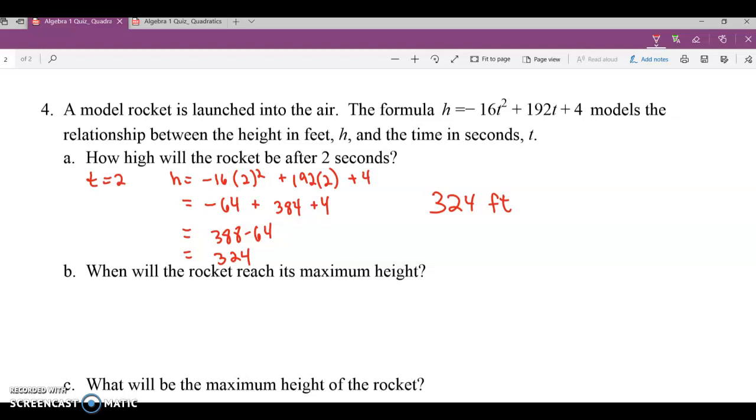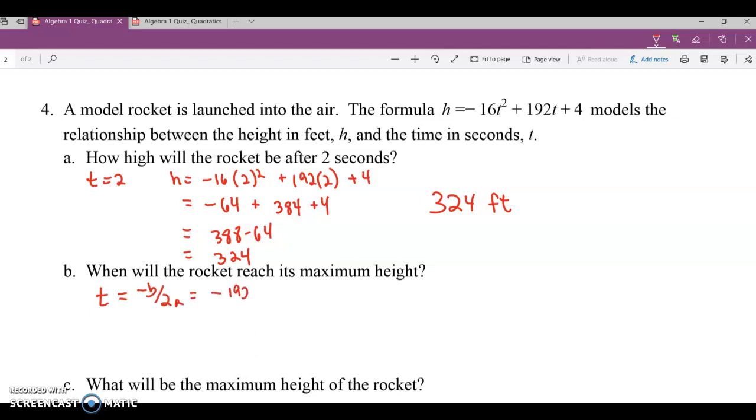So this question, part B, isn't asking what the maximum height will be. It's when will it reach that height. It's going to happen at the axis of symmetry. Instead of x equals negative b over 2a, we're dealing with a t. So it's t equals negative b over 2a.